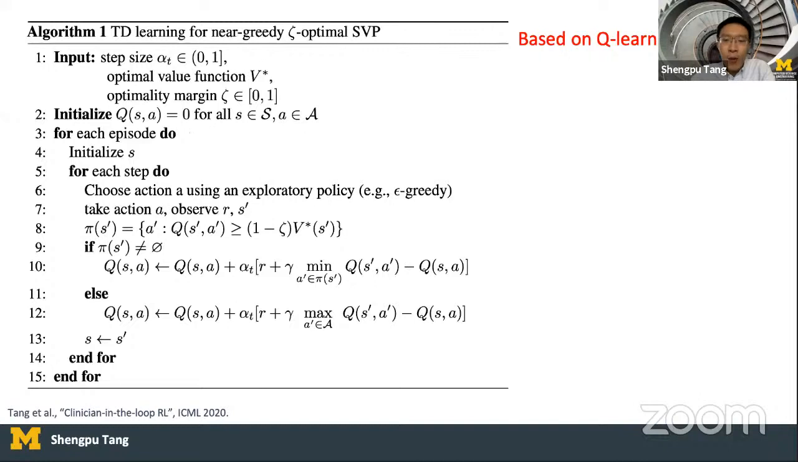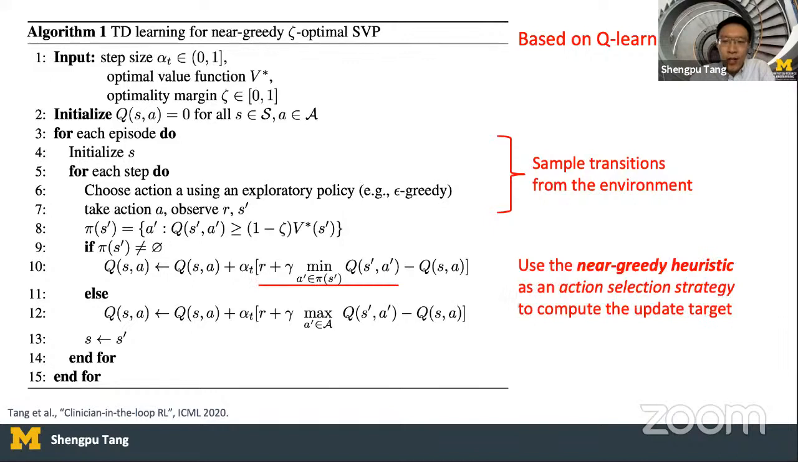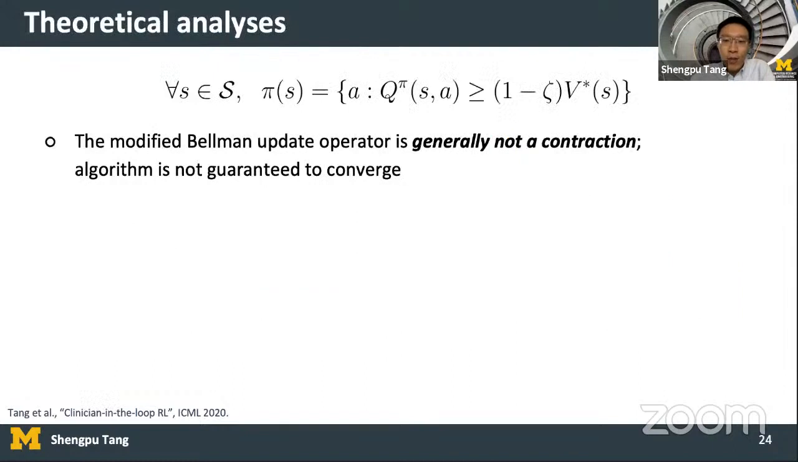Here's the algorithm on one slide. Like Q learning, we iteratively update our estimated Q values by sampling transitions from the environment. But we replace the greedy action selection in the Q learning update with our near greedy heuristic. Just like Q learning, this algorithm is off policy and does not require the MDP model. But unlike Q learning, this algorithm is not guaranteed to converge in the general case. It's possible that no solution exists depending on the MDP dynamics and the optimal value function.